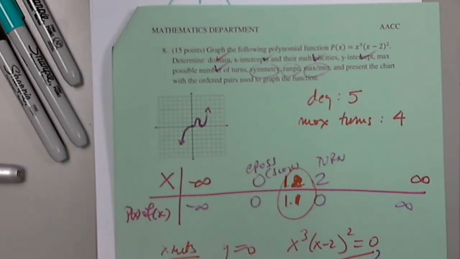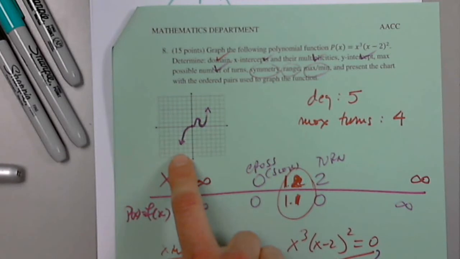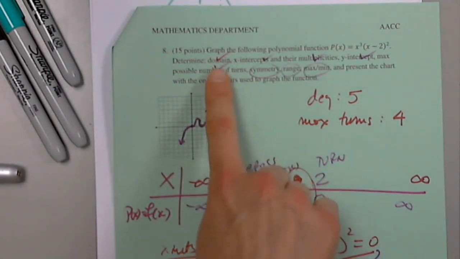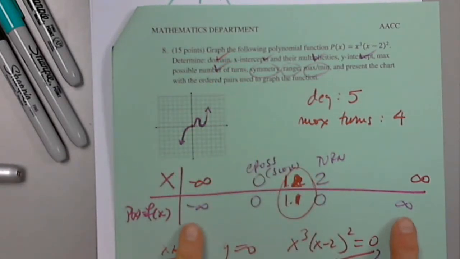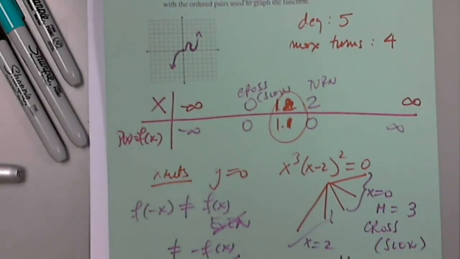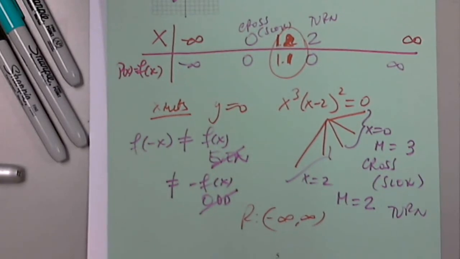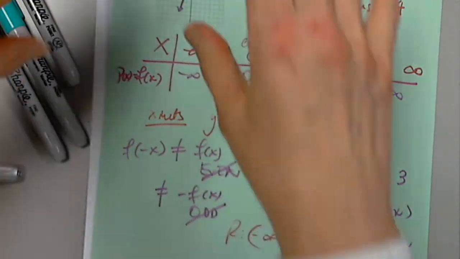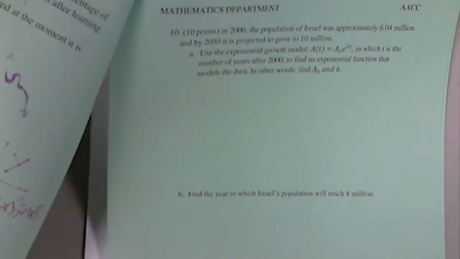Okay, range, please. One more time. What is the range of this function? From negative infinity to positive infinity. Good. So the range, all real numbers. Very good. Questions? Okay, let's see if there is anything else we can do here from this test.